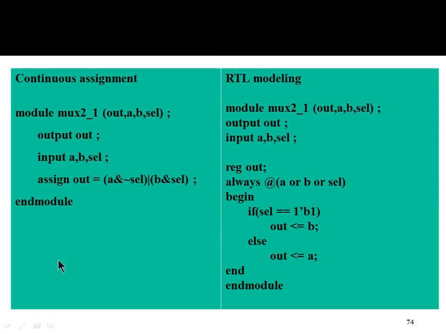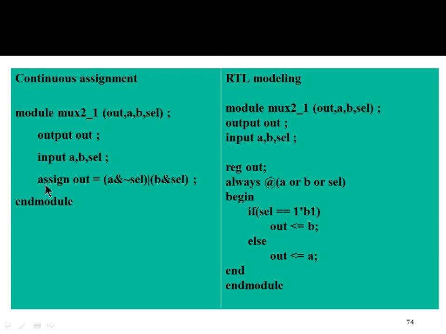The same multiplexer can be designed using continuous assignments or behavioral modeling. If you do it with a continuous assignment, module mux2 underscore 1, out, A, B, select. This is my port list again. Out is a single bit output, A, B, and select are single bit input ports. It's a 2:1 mux, so I need one select line to select between two inputs.